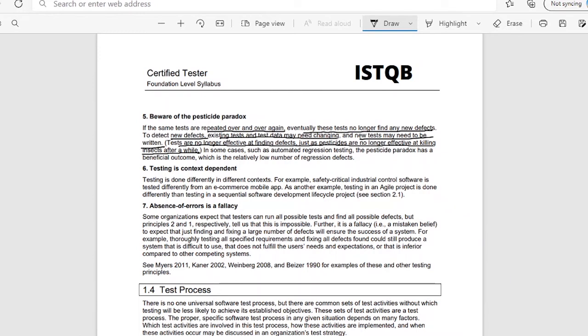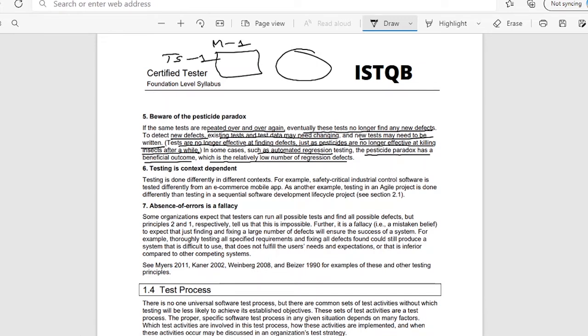So in some cases, such as automated regression testing, the pesticide paradox has a beneficial outcome, which is a relatively low number of regression defects. For example, if you are doing regression testing, as we will see in upcoming lectures as well, you have developed some test cases for your particular module. It was module 1, and you have a test suite, we call it test suite 1. Then there was a module 2, and they both were communicating with each other. The developer made some changes in module 2. Now you have to check whether the change in module 2 has impacted my module 1.